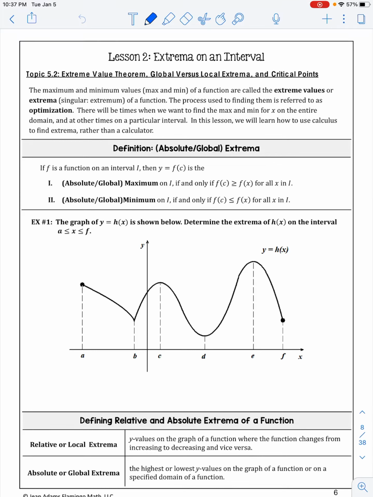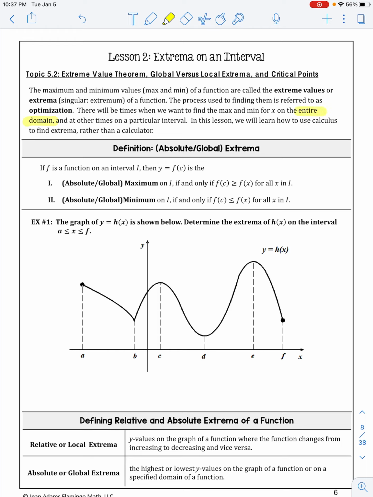Lesson 2, Extrema on an interval. The max and min values of a function are called the extreme values of the function. The process used to find them is referred to as optimization. There will be times when we want to find the max and min for x on the entire domain, and so, that's going to have a method that we'll use.